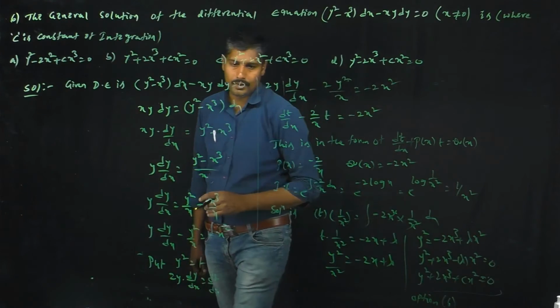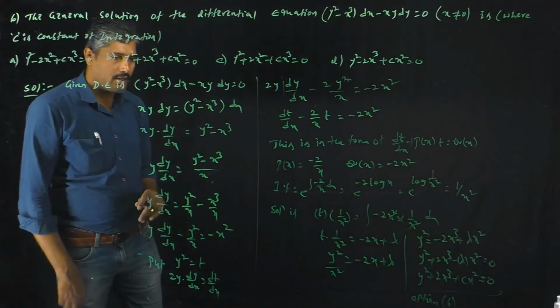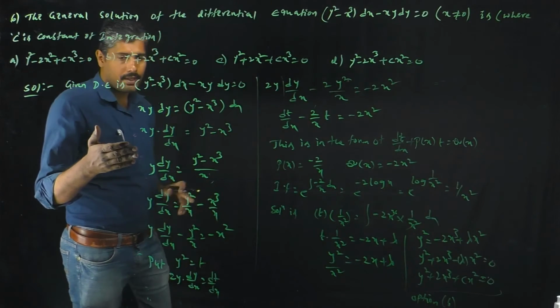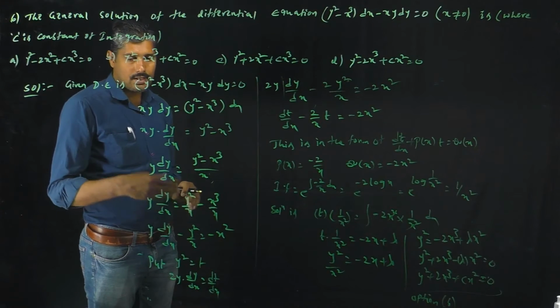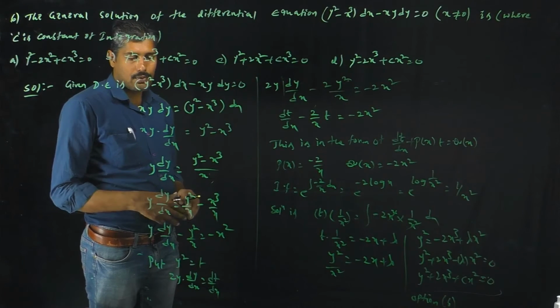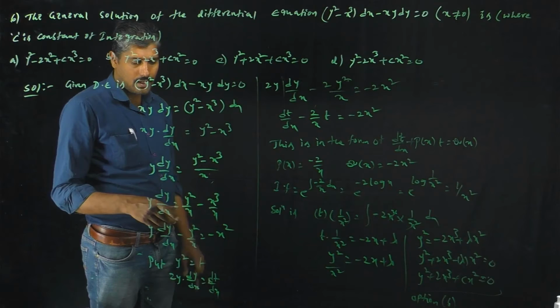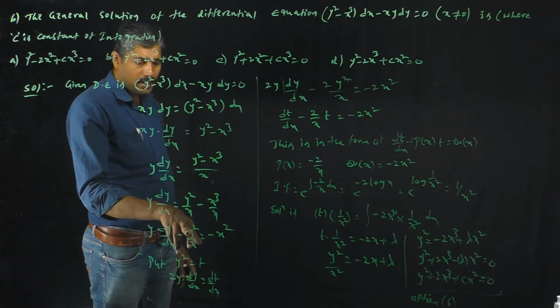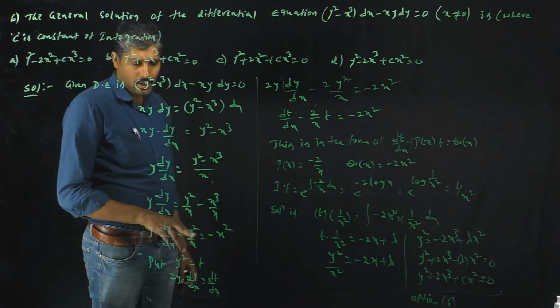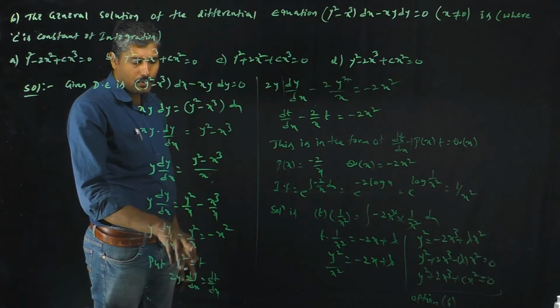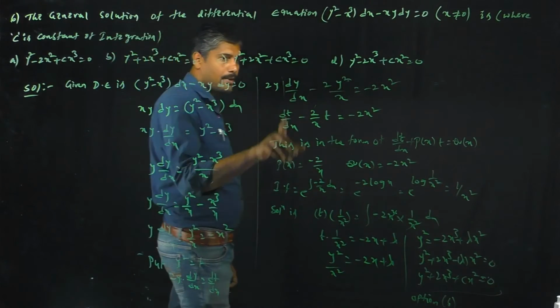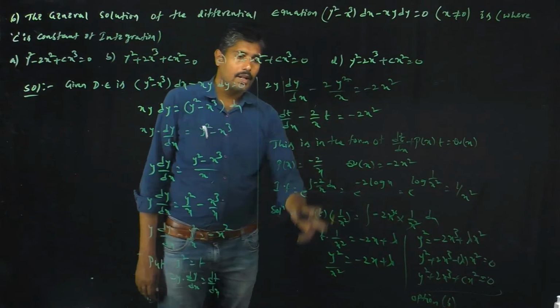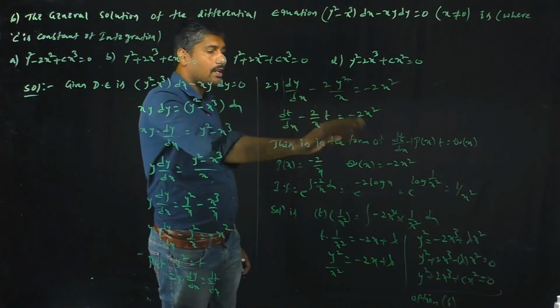Okay, like that we are solving, right? This is not a variable separable method, not homogeneous, not non-homogeneous, and not linear either. This is like a Bernoulli's equation, right? We take y square equal to t, then 2y dy by dx equal to dt by dx. That's why we multiply with 2 on both sides, then we get the solution, converting it into a linear equation.